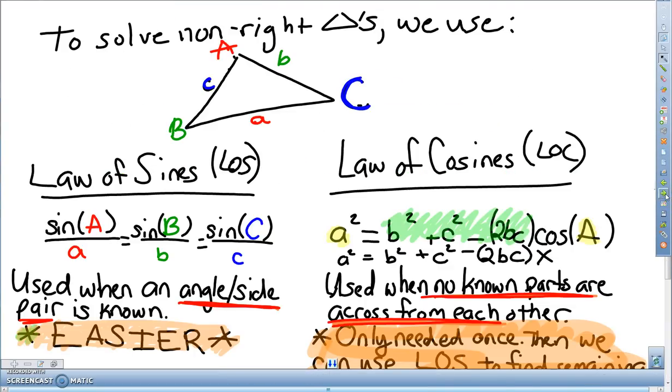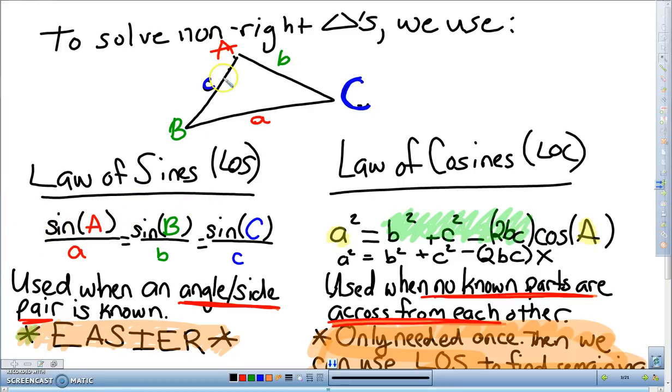All right, getting into the nitty-gritty. When we do have at least 3 parts and one of them is a side, like I said, we can go ahead and try to solve those non-right triangles. To do that, we're going to use these fancy things called the law of sines and/or the law of cosines. Here is what your book is going to spell out for you.